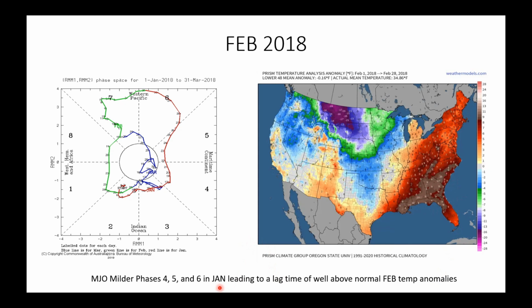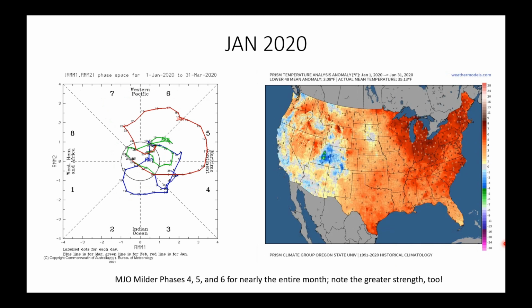But again, you may not necessarily equate directly one-to-one what the MJO was doing based on that particular month. There may be a lag in there, okay? January 2020, well above normal in the eastern U.S. that particular month, January 2020. And it matched up really well in this case with the MJO.